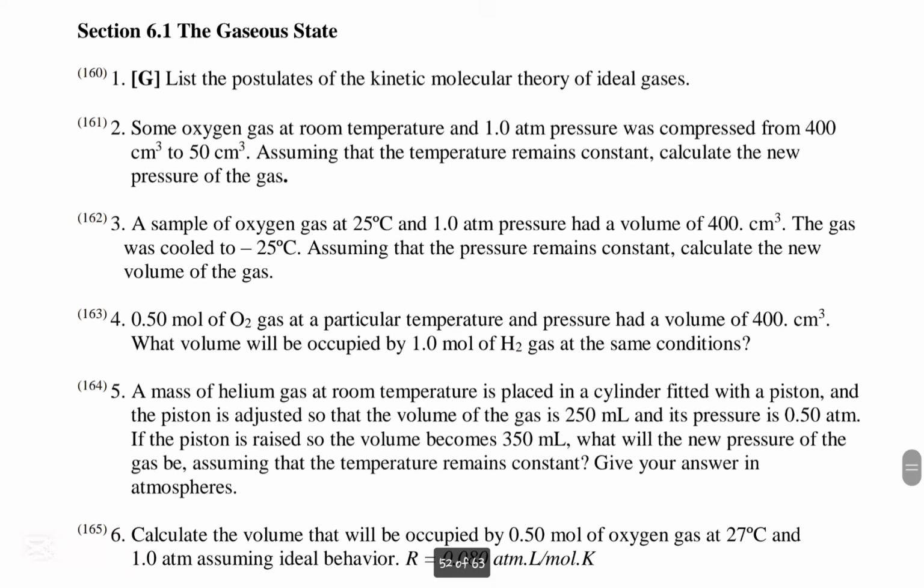We'll now move on to question number 2. What does it say? It says some oxygen, at room temperature and 1 atmospheric pressure, so this is pressure 1, was compressed from 400 centimeter cubed, so this was volume 1, to 50 centimeter cubed, this is volume 2. Assuming that the temperature remains constant, calculate the new pressure of the gas. So they want us to find pressure 2.